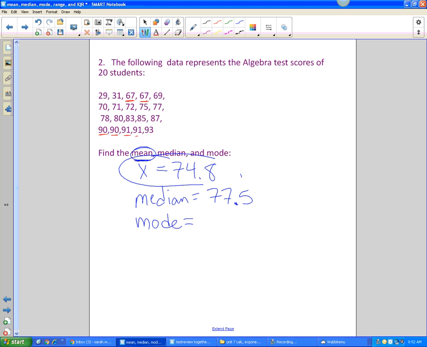Okay, and they're all repeated how many times? Twice. So you actually can have more than one number as the mode. So this one's going to have multiple modes, okay? 67, 90, and 91 are all modes because they're all repeated twice. So those are all the modes. All right. Any questions? Okay.